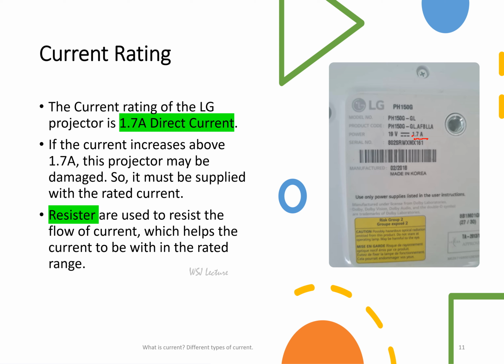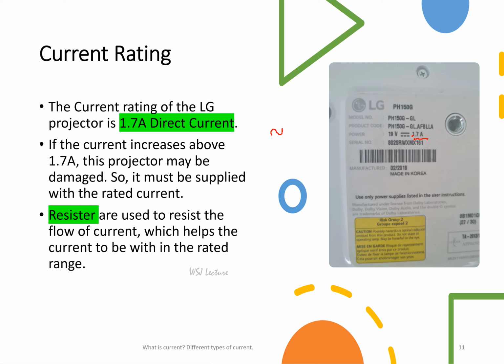This line, a straight line, indicates DC. If it is AC, it will be indicated by a sine wave. If it is DC, it will be indicated by a straight line. So here it is mentioned as DC 1.7 amps. So the current rating of this LG projector is 1.7 amps. If the current increases above 1.7 amps, the projector may get damaged. So it must be supplied within the rated current.